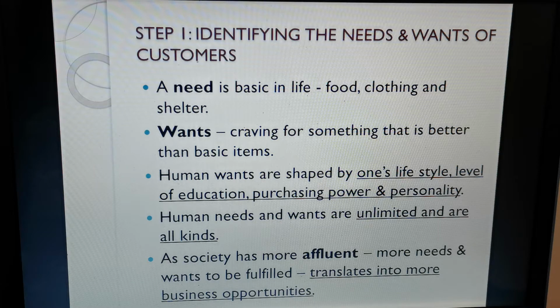And as society becomes more affluent, more educated, more modern, there will be more needs and wants to be fulfilled. The more needs and wants that need to be fulfilled translate into more business opportunities. So these are very basic things that we entrepreneurs should be able to understand, what we mean by opportunities.